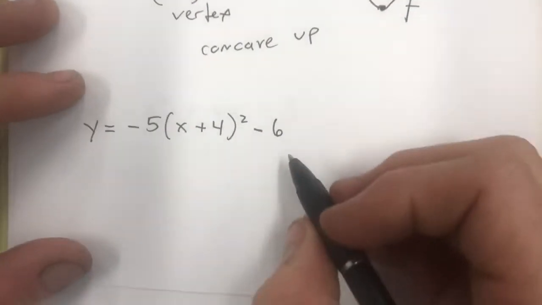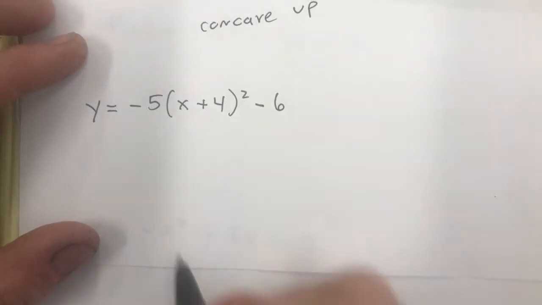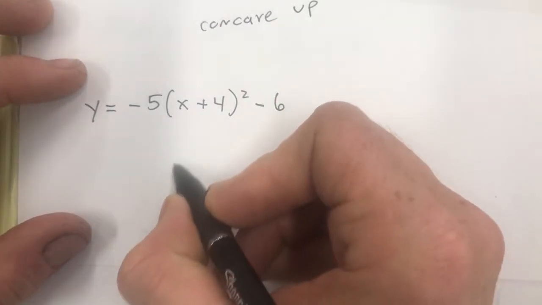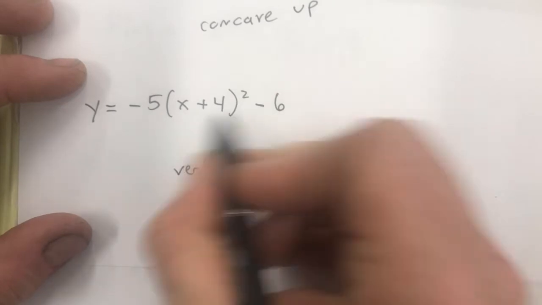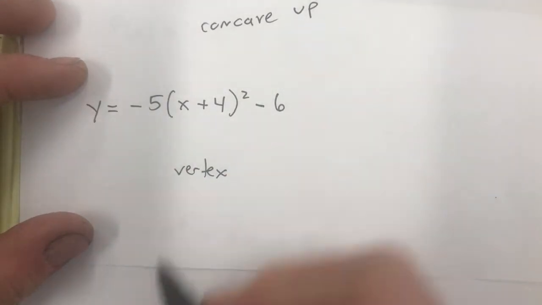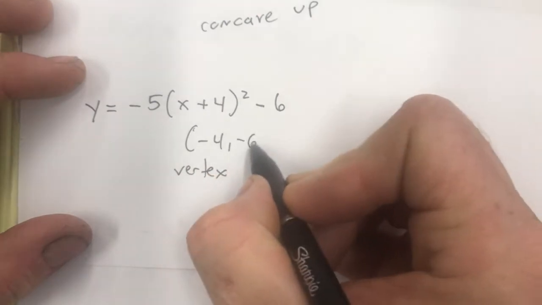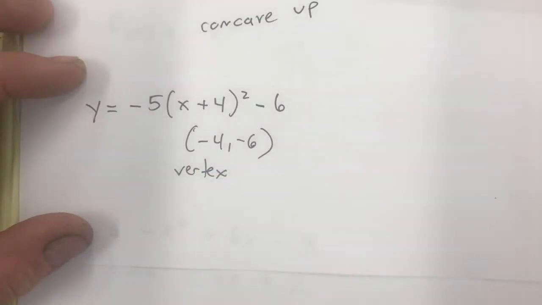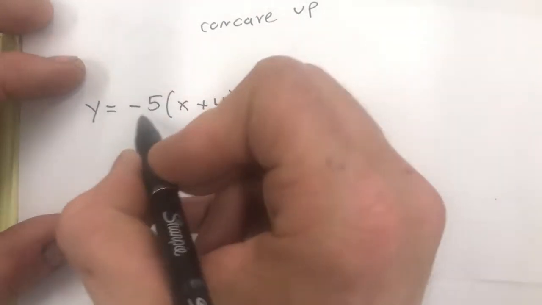All right. Here's one last one in vertex form. What's my vertex here? Can you tell? Let you look at it here, see if you can tell real quick. If you said -4, -6, you're right. That's my vertex.